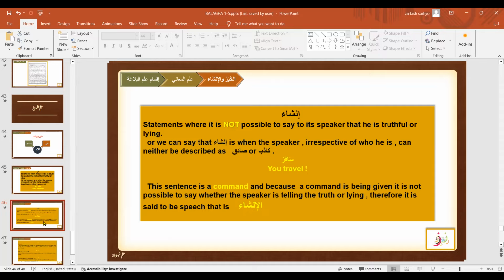So there are two types of kalam that we learned: khabar and insha. In khabar, it is possible to say whether the speaker is lying or not lying. In insha, it is not possible to say whether the speaker is telling the truth or not. Just like this command, Safir, you travel, it is not possible to tell whether the speaker is telling the truth or not.